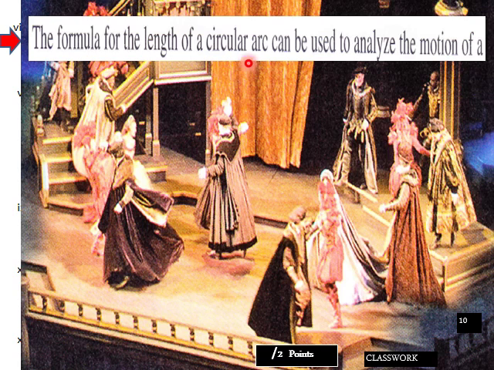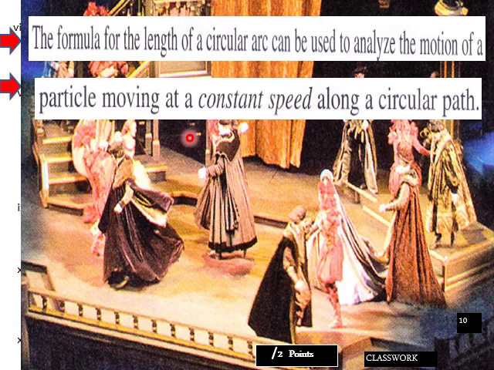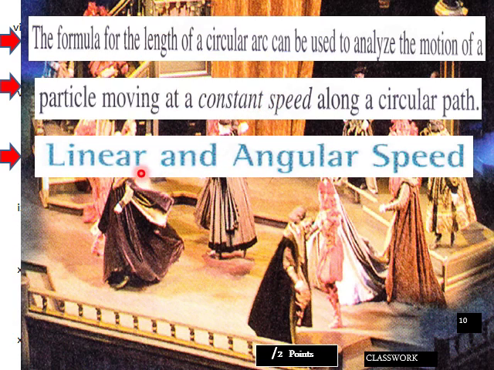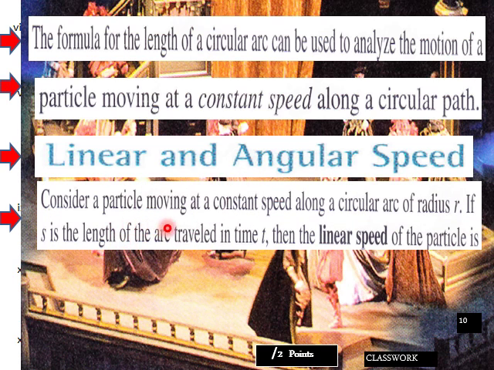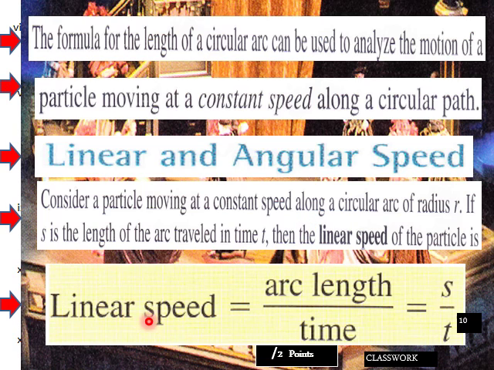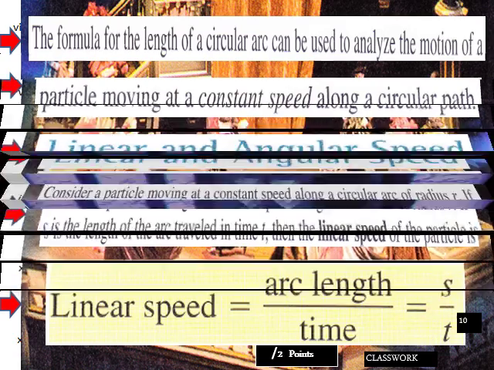Okay, the formula for the length of a circular arc can be used to analyze the motion of a particle moving at a constant speed along a circular path. Now, linear and angular speed. Consider a particle moving at a constant speed along a circular arc of radius r. If s is the length of the arc traveled in time t, then the linear speed of the particle is arc length over time, symbolized by s over t.